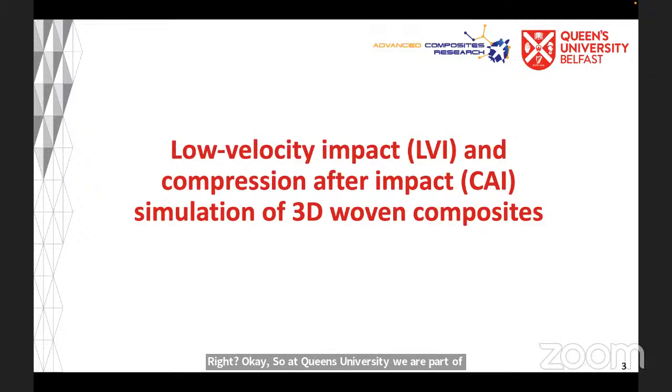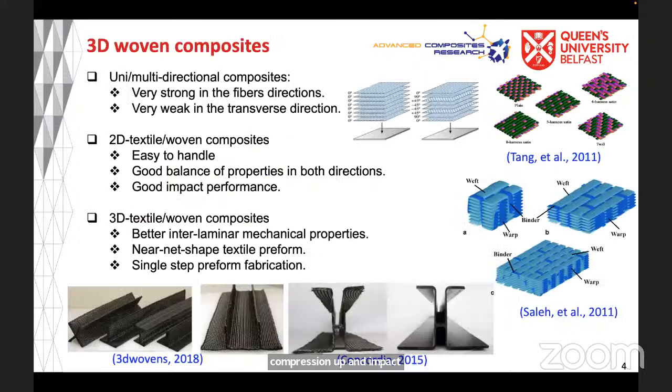Okay, so at Queen's University, we are part of this consortium and we are working on different topics. The first topic that I would like to give a brief introduction to is the use of 3D woven composites, and then their low velocity impact and compression after impact results.